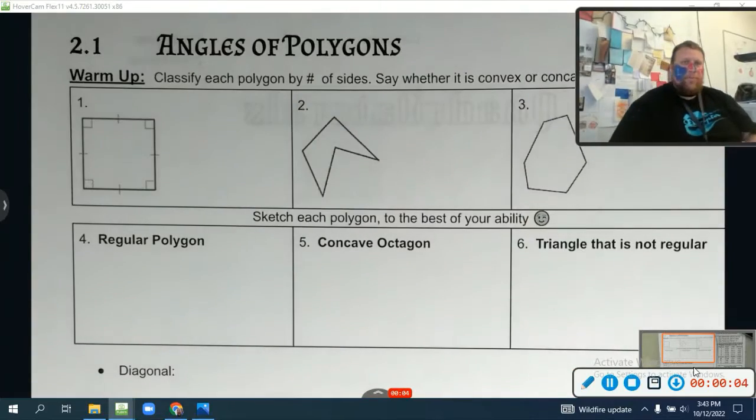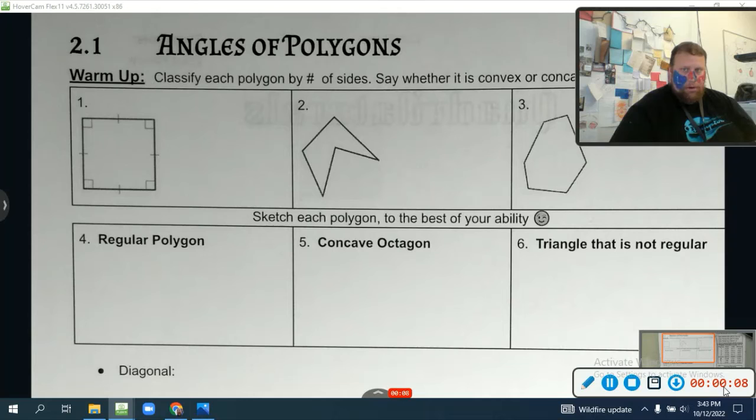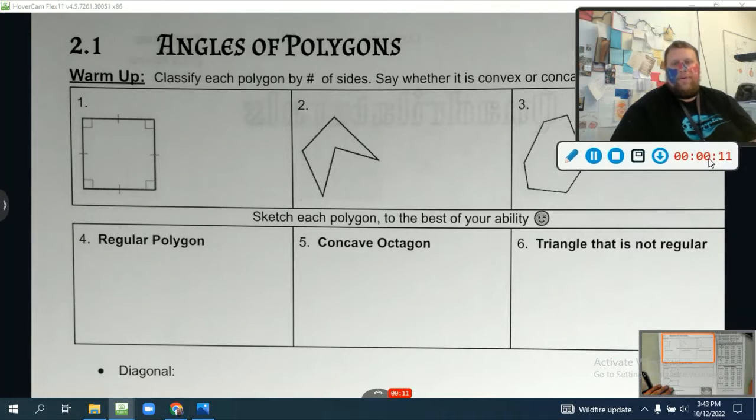All right, welcome to 2.1. We're talking, I better autofocus lock. Let's do this. We're talking angles of polygons.